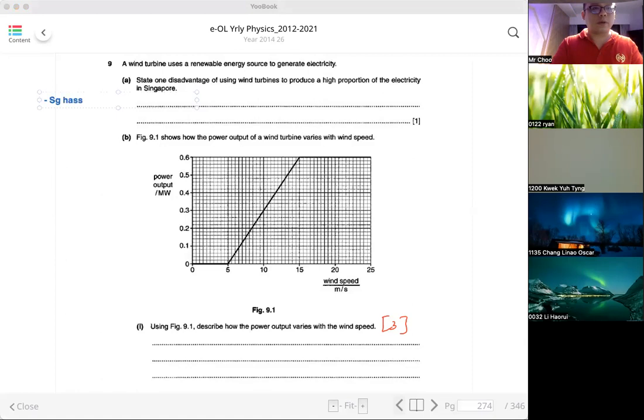Singapore has many high-rise buildings. Okay. What else? Singapore has a lack of land for wind turbines. Okay, you need a lot of land to build all these wind turbines. What else?